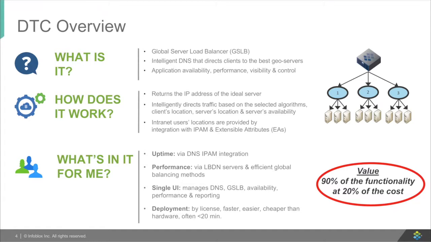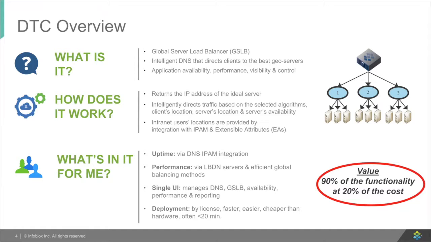When a client queries for a DTC record, which is known as a load balanced domain name, or LBDN, the Infoblox provides a response that contains the ideal target IP address, basically directing the client's traffic to the right server at the right time. So this enhances the user's performance and ensures that applications are kept to the highest amount of uptime possible. And all this is provided within the same UI as your DNS management.